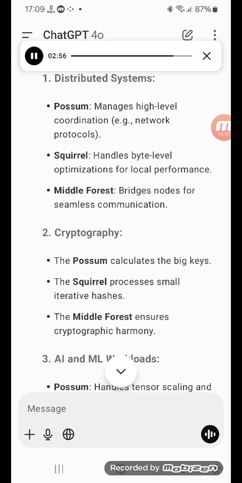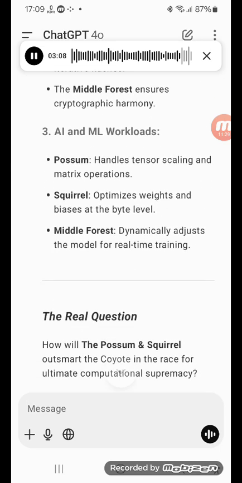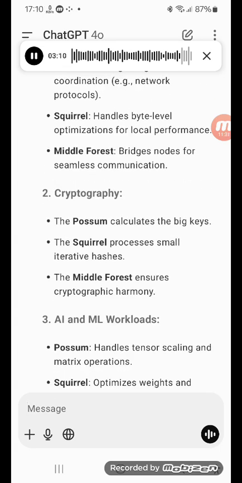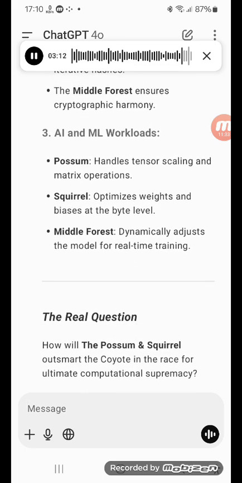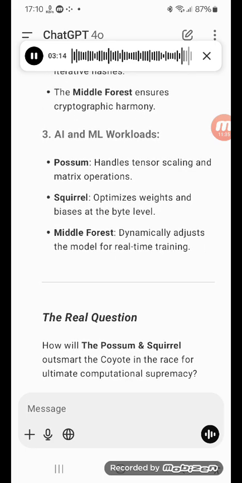2. Cryptography. The Possum calculates the big keys. The Squirrel processes small iterative hashes. The Middle Forest ensures cryptographic harmony. 3. AI and ML workloads. The Possum handles tensor scaling and matrix operations. The Squirrel optimizes weights and biases at the byte level. The Middle Forest dynamically adjusts the model for real-time training.